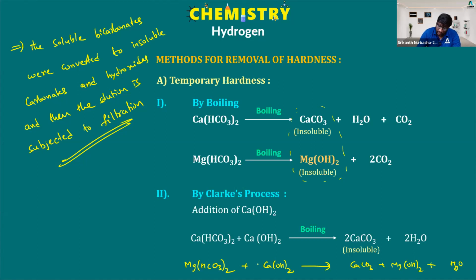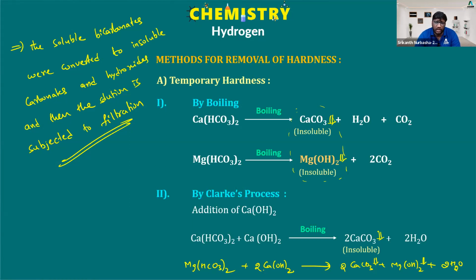You can take 2 CaCO3 because Mg(HCO3)2 is there. So 2 CaCO3 means 2 Ca(OH)2, and hydrogens, 2 plus 4, 6, are there. So if I place 2, it will be balanced. Mg(HCO3)2 plus 2 Ca(OH)2 gives 2 CaCO3 plus Mg(OH)2 plus 2H2O. This is also an insoluble precipitate. Like that, you can convert the calcium hydrogen carbonates to calcium carbonates or magnesium hydroxides, and thus remove them, thereby removing the temporary hardness.